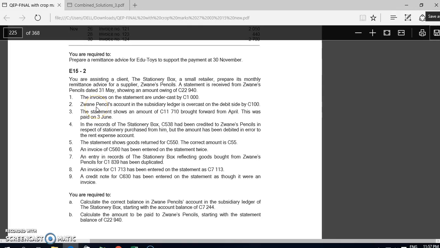Right, so we'll be looking at E15.2 today on page 217 of the question book. And the question reads as follows. You are assisting a client, the Stationery Box, a small retailer, prepare its monthly remittance advice for suppliers Zwanes Pencils. A statement is received from Zwanes Pencils dated 31st October showing an amount owing of 22,940.